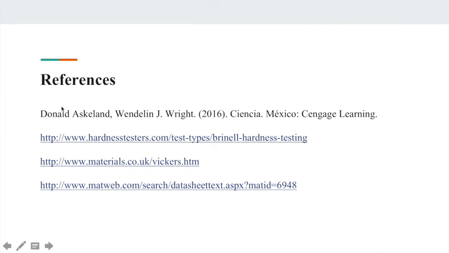Finally, here are the references used, the book, and 3 links used for the hardness.